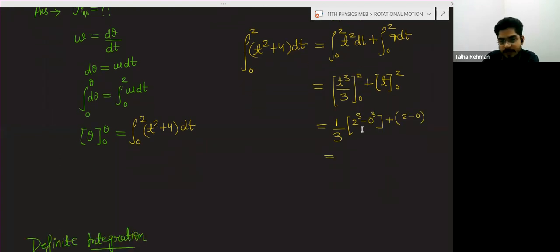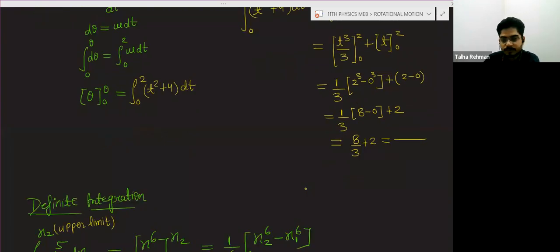So what answer will you get? It will become 1 by 3. 2 cube means 8, 0 cube means 0, plus 2 minus 0 is 2. So it is basically 8 by 3 plus 2. Now you can solve it. It will become 14 by 3. So from here you will get theta minus 0, and from here you will get 14 by 3 radian per second. And what is theta? Theta is basically 14 by 3 radian only, not per second.